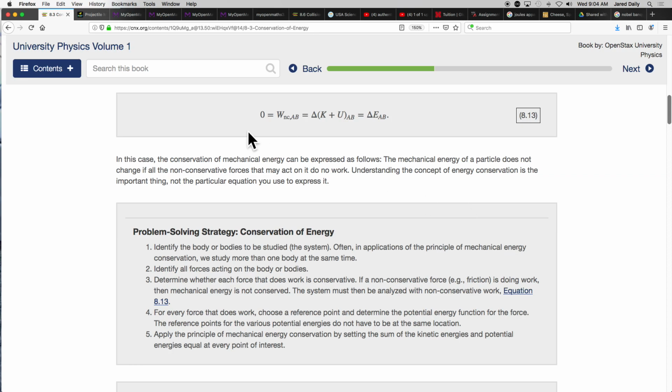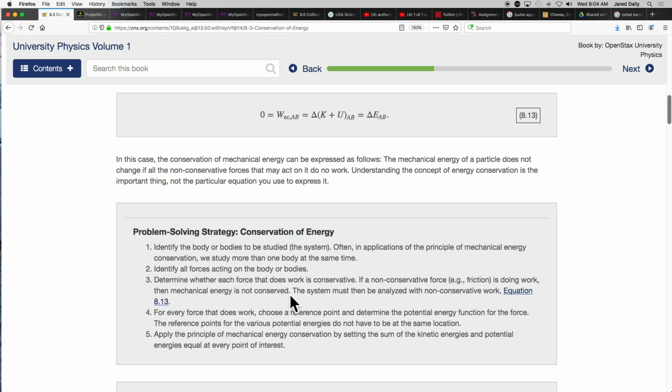Also it's important, so in this section here we talk about the problem-solving strategy for conservation of energy. Important to define what your system is. It's important to identify all the forces acting on the bodies that are in the system, and then determine if those forces are conservative work or non-conservative work.